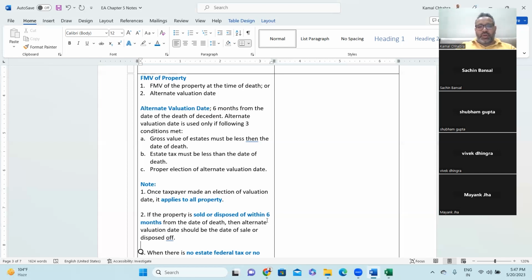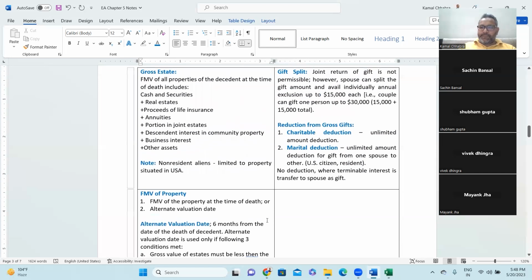When will you be choosing the alternate valuation date? When the gross value of the estate is less than at the date of death. So when the value of the estate or taxes are less than at the date of death, then only you will be choosing the alternate date. Otherwise, it is not required to choose the alternate date. Make sense? If we are not choosing the alternate date, what are we going to use? The date of death.